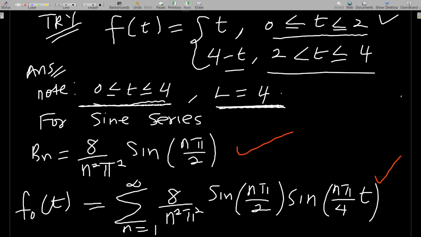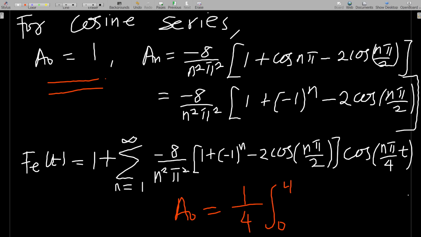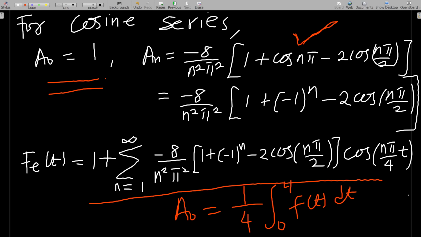Okay, and you go to the Fourier cosine series. A naught will give you 1. Okay, remember our a naught is 1 over L, which is 4, integral from 0 to 4, f of t dt. That's your a naught. But f of t here is piecewise, so you have to split it according to the range. I hope you understand. You do the same for an, then this is what you have for an. Okay, very long like that. And this is what you have for your Fourier cosine series. I hope you understand this.